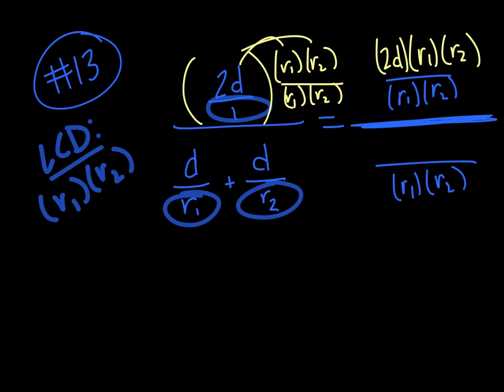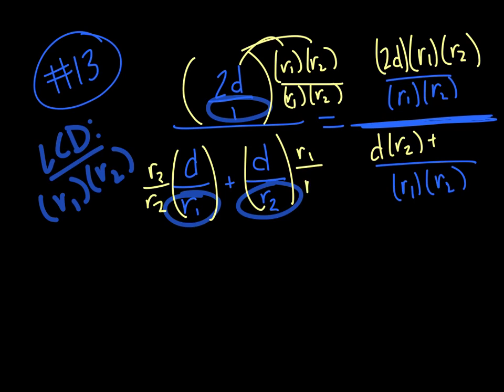Okay, on the bottom, your first fraction has r1, so it needs to be multiplied by r2. So that becomes d r2. Bring over your plus sign. The second one has r2, needs to be multiplied by r1. So d times r1. So always, always, those denominators go away, and you're just left with the numerators.